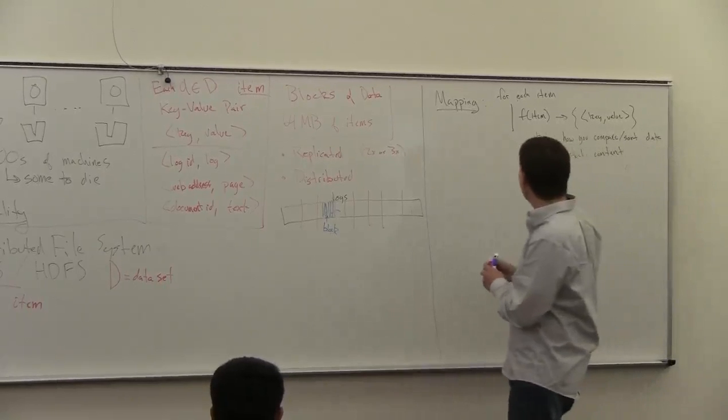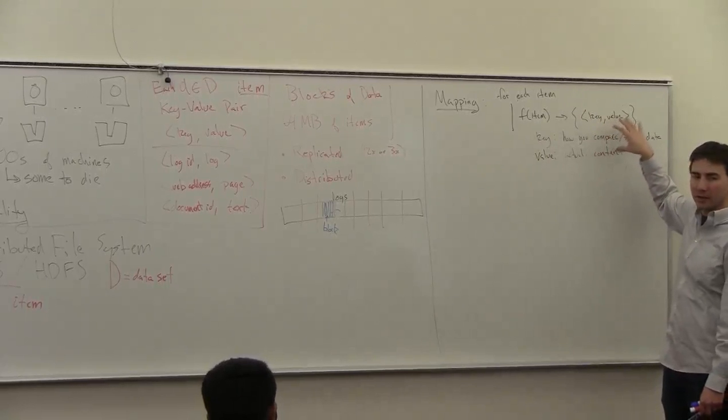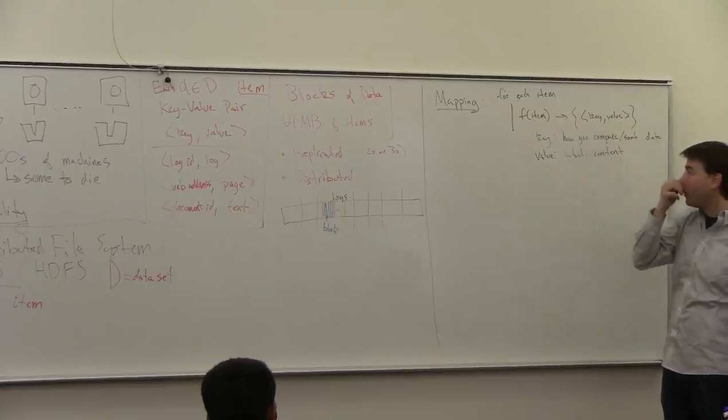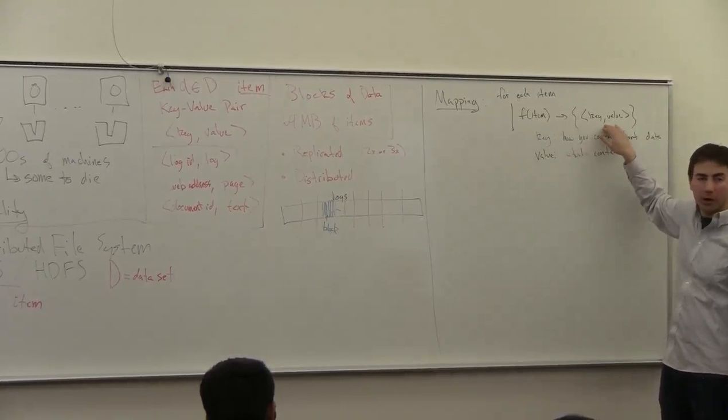Okay, so it's going to be a very simple function. For each item, you're going to break it into these key value pairs. And maybe in the example I gave with the log, each item you only broke into one key value pair, but it could be a set.